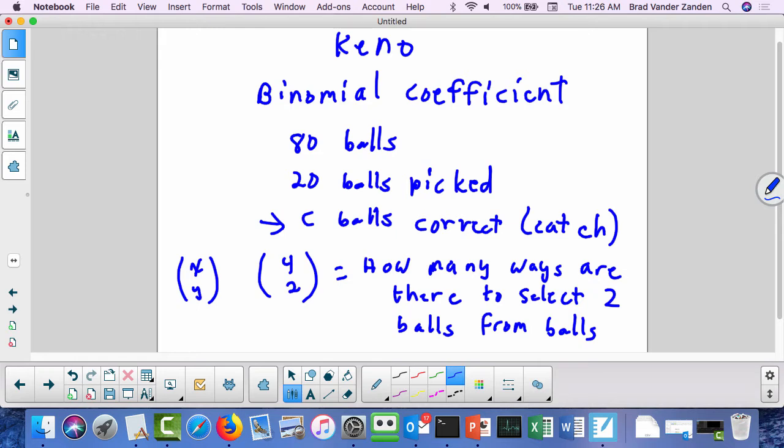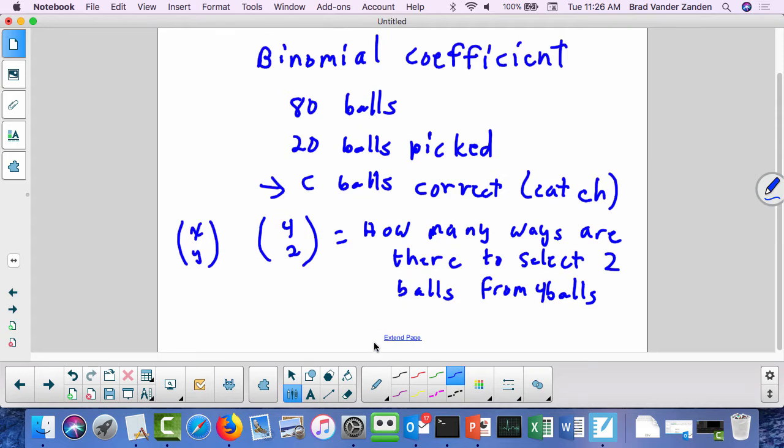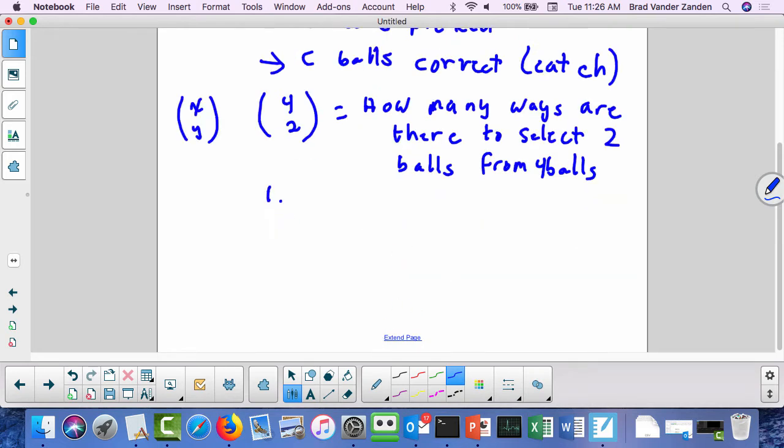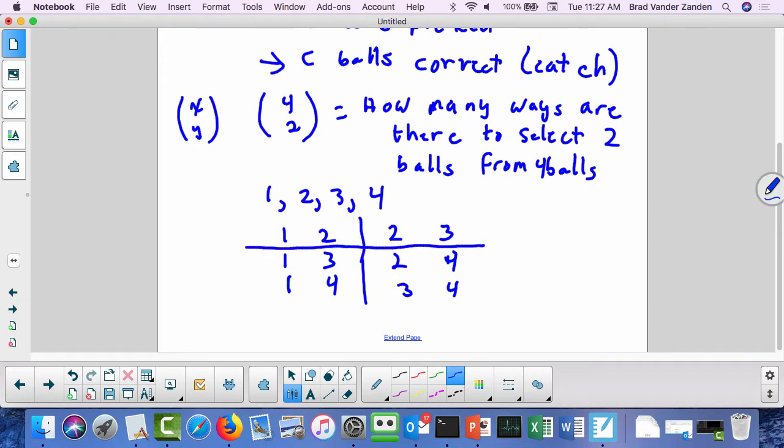So if we just think about numbering the balls 1, 2, 3, 4, well, one way to select 2 balls is to select the balls 1 and 2. Another way is to select the balls 1 and 3. Another way is to select the balls 1 and 4. Then 2 and 3, 2 and 4, and 3 and 4. There turns out to be 6 ways you can select 2 balls from 4 balls. Okay, so there's a formula that can be employed. But first of all, let me give you some intuition.